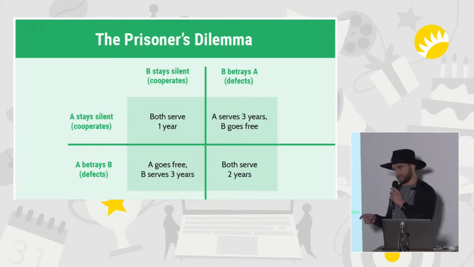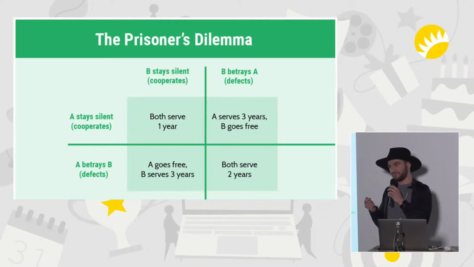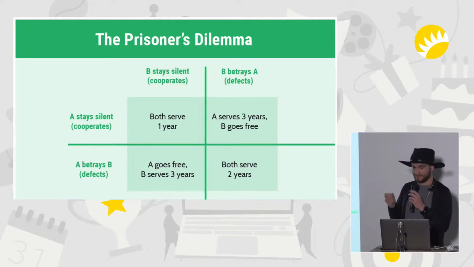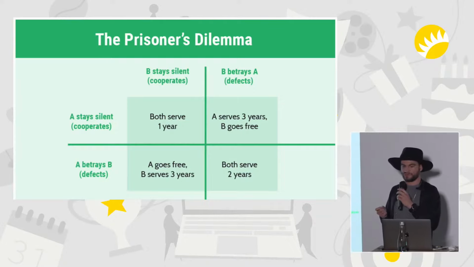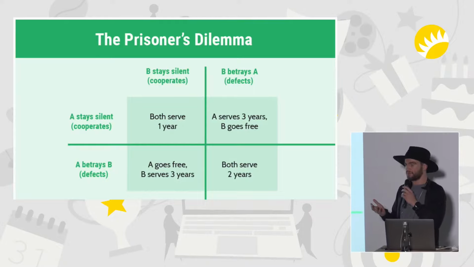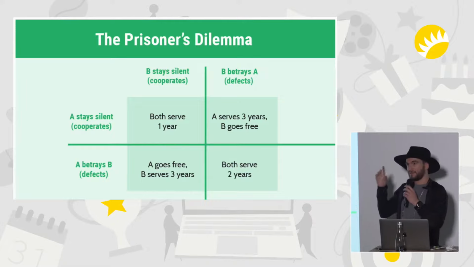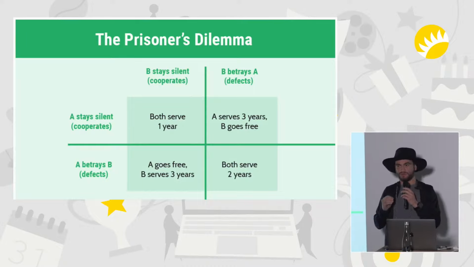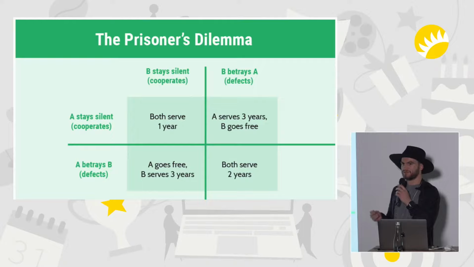If only one of them betrays, so only one of them remains silent because he hopes the other person also remains silent, then the guy who defects goes free, but the guy who tried to cooperate goes for 3 years to jail. So it's really risky to cooperate, because if the other side doesn't cooperate, then it's a very bad deal. So usually the game ends with both of them serving 2 years. That's the usual effect when people do experiments. I'm not going to do this experiment today because we don't have much time.